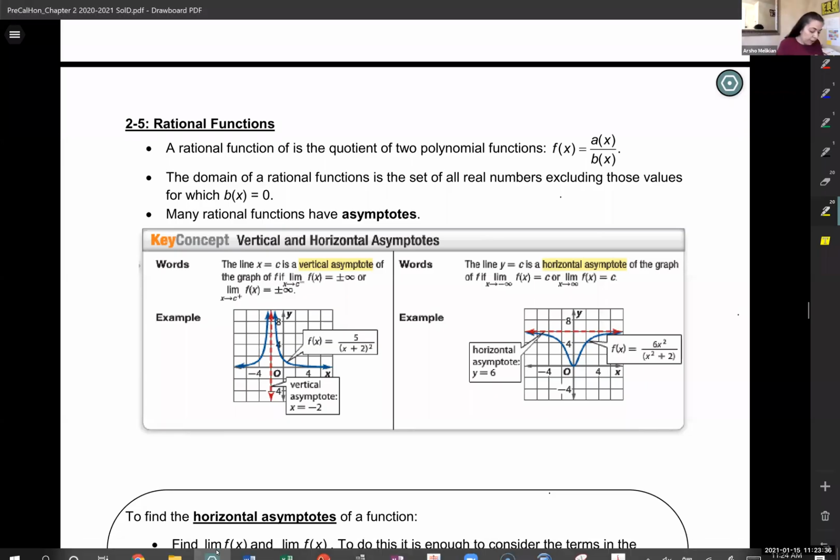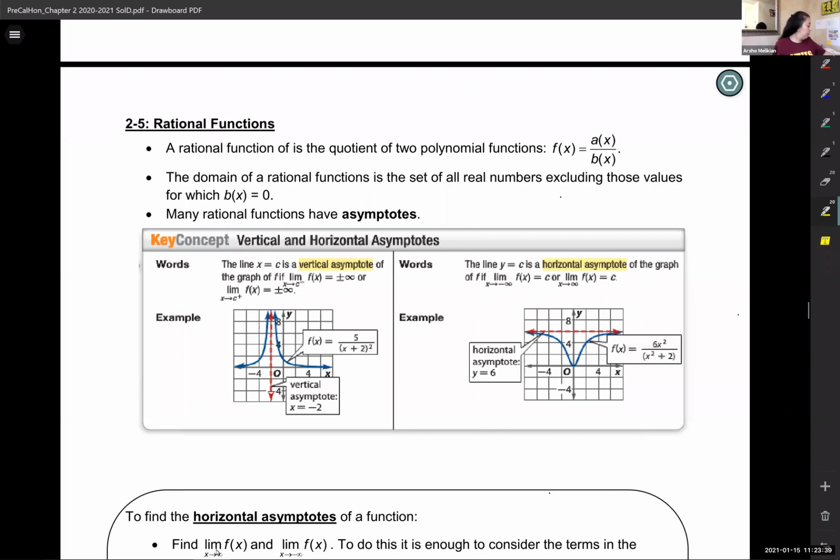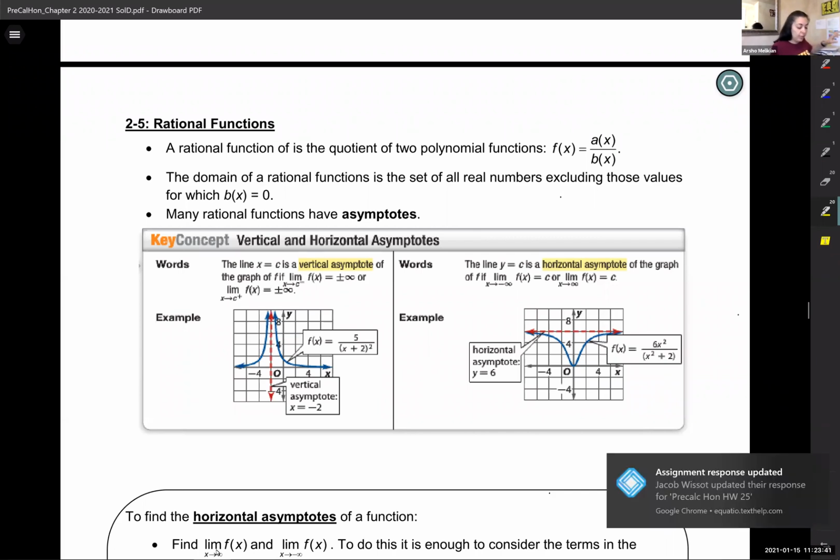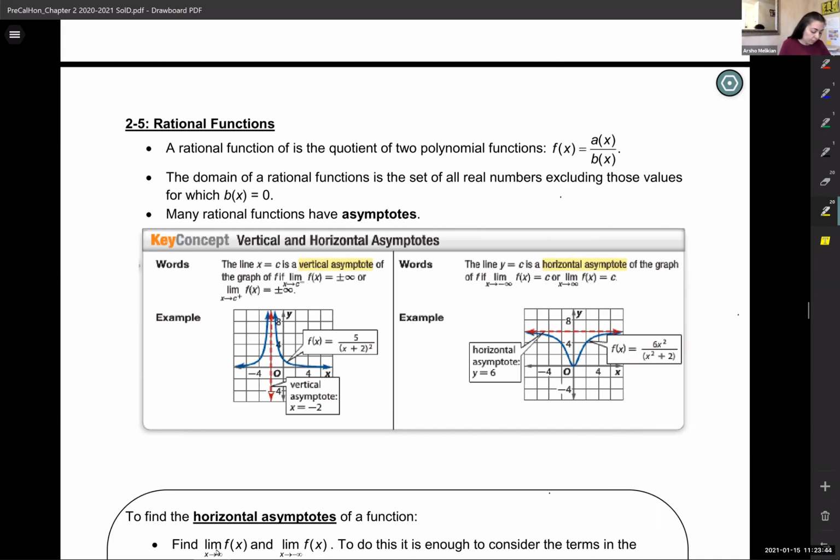All right, so let's start with 2.5, rational functions. First of all, what is a rational function, right? We talked about polynomial functions and now rational functions. A rational function, first and foremost, is the quotient, so there is some division happening here, of two polynomial functions. So it's when you divide two polynomial functions.